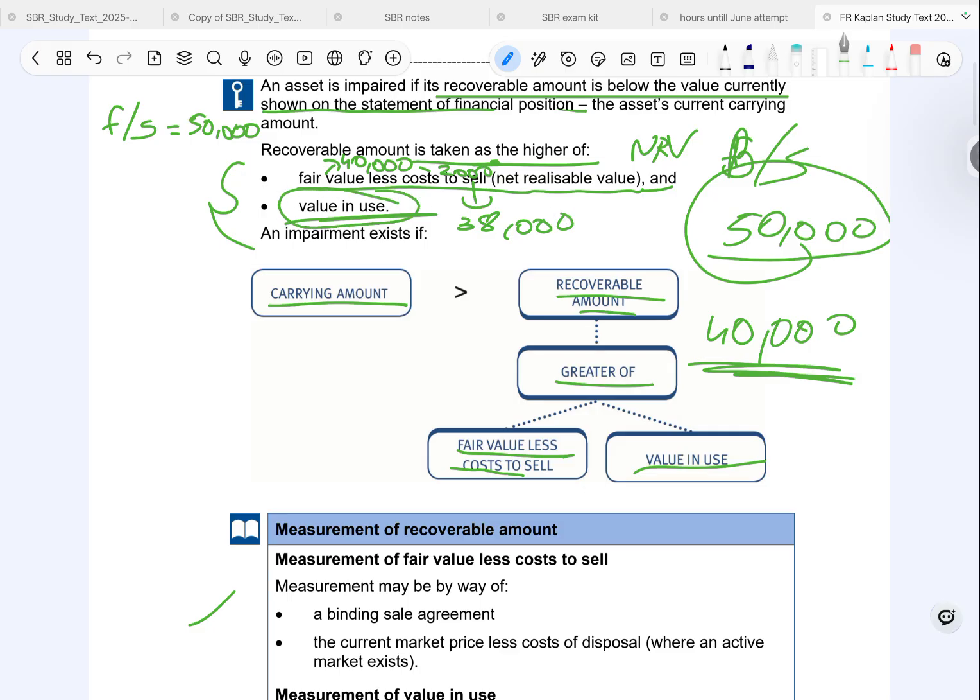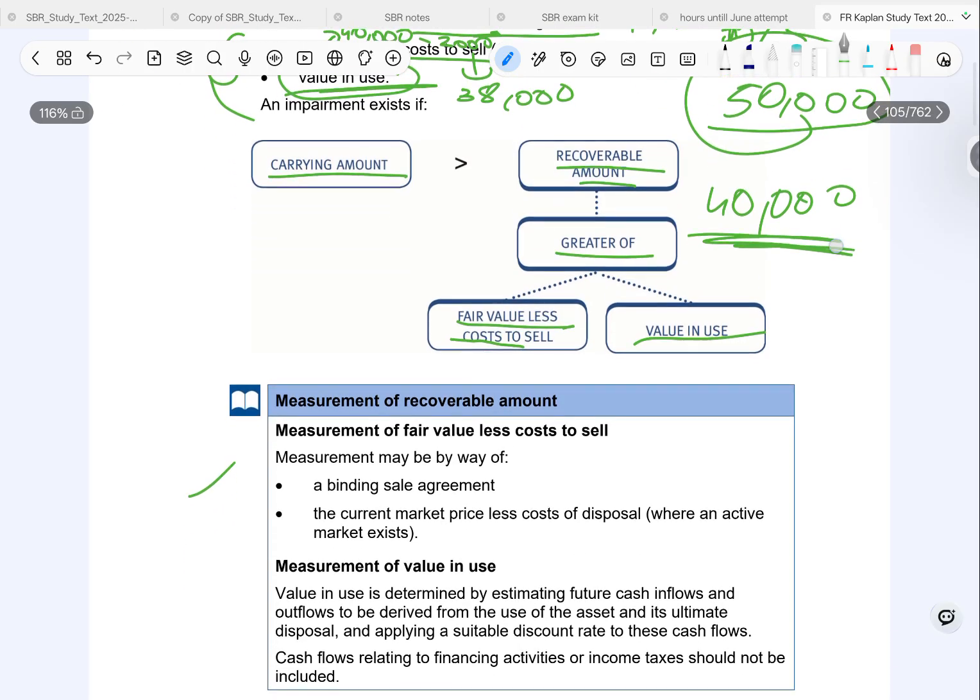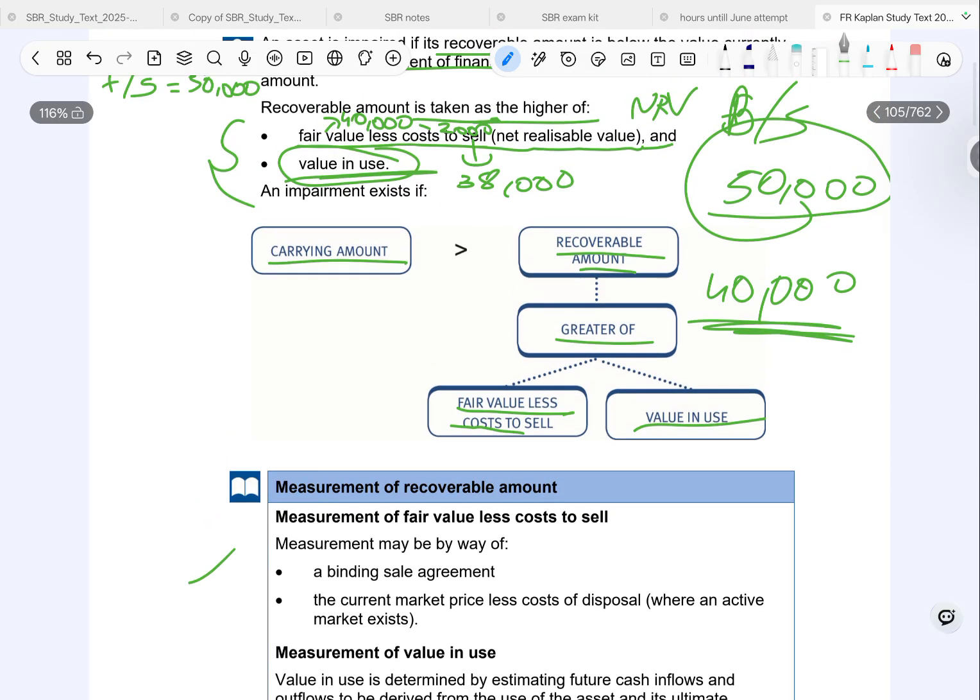And what is value in use? Value in use is pretty simple. Let's say by using a machinery, every year I'm going to gain 2,000 for the next 10 years. I'm going to earn a profit of 2,000 if I use this machine. So that is the cash flow which we are going to receive from using that asset. That is 2,000 for 10 years, which is 20,000. So that is the value in use. So which is higher, 38,000 or 20,000? Obviously 38,000. So in our balance sheet we have to recognize this asset at 38,000 and not 50,000.